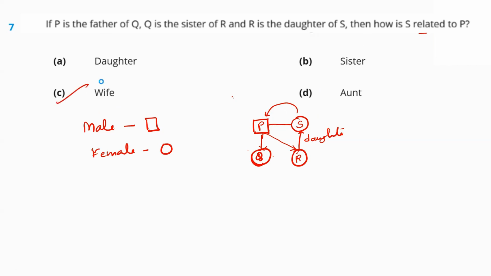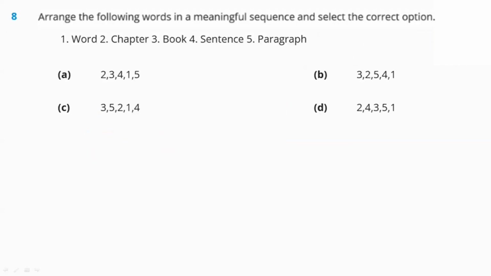Okay, next question. Arrange the following words in a meaningful sequence and select the correct option. So we have to arrange this in a meaningful sequence. So how do we start? So we will start first with the book. Then second is chapter. This should be the second. Then it will come paragraph. Third is paragraph. Then fourth is sentence, and fifth is word.